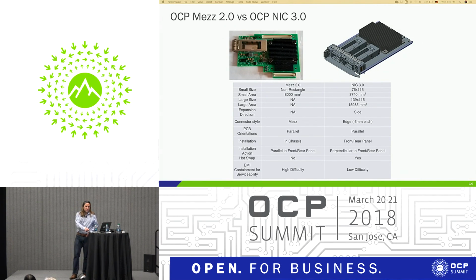Here are some differences between the new NIC and the current MES 2.0. The main thing is really the connector orientation. In MES 2.0, this isn't a great example, but you actually had mezzanine connectors. So the action of installing this into a chassis was like going in through the top cover, and you made it into the motherboard.